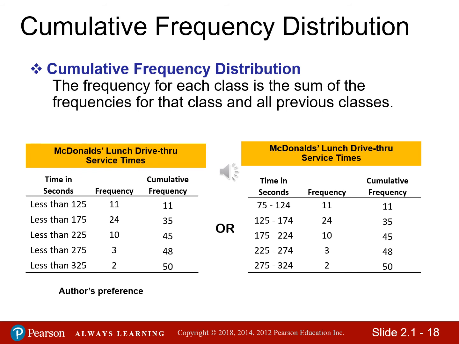And then our third class, we take our 10 observations and we add our previous 24 observations and our previous 11 observations, so that gives us 45, and so on until our last class, our cumulative frequency is 50. And remember, we had 50 observations for this example.